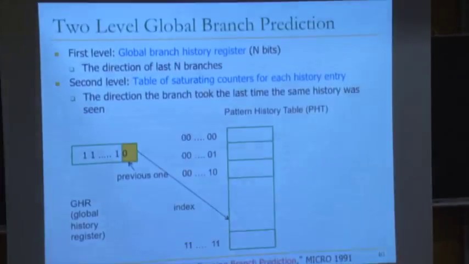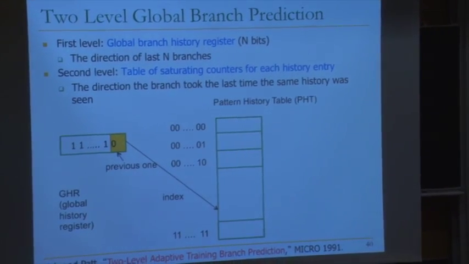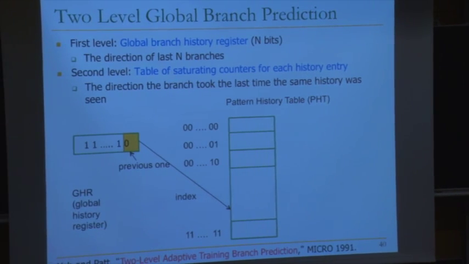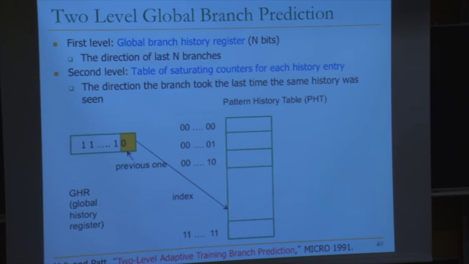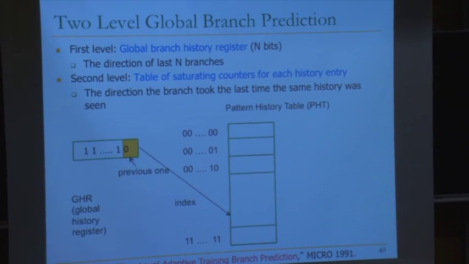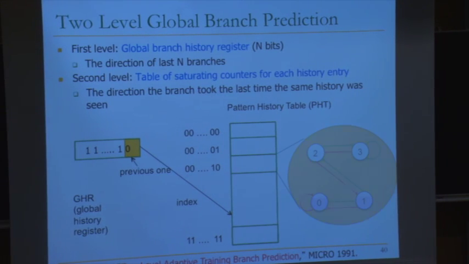I guess I've already told you this. So what happens when you execute this branch? Basically, you shift this history out. You shift out the oldest branch, and you shift in the outcome of the branch that you execute. And you can read this paper that introduced 2-level branch prediction, Micro 1991.